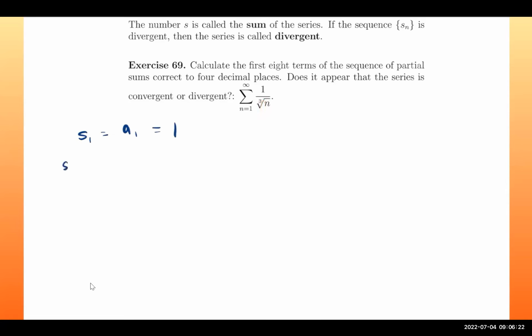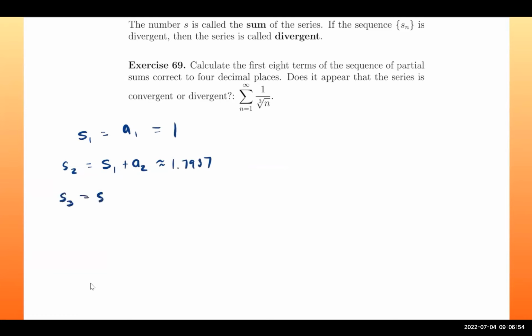Now let's do the second partial sum, which would be the first partial sum plus the next term. The first partial sum is 1, plus the next term, when you substitute 2 in for n, is 1 over the cube root of 2. If you do that on your calculator, you will get approximately, so I'm going to use the approximation symbol, and they want 4 digits, 1.7937, and so on and so on.